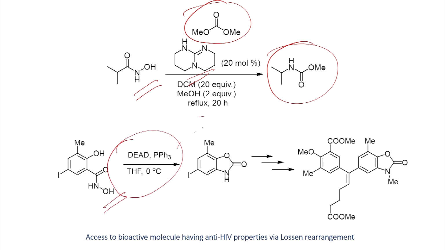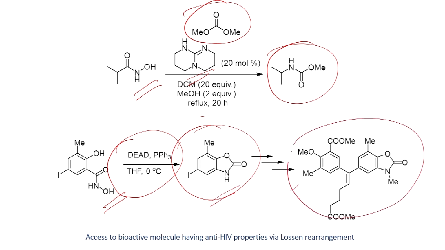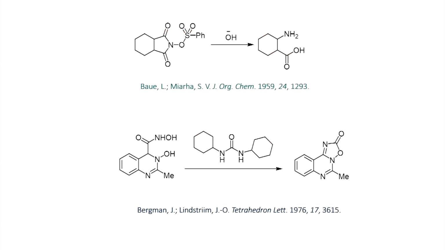So in the Mitsunobu reaction, you will be able to form this oxazolic derivative, which can be further converted into this complex molecule. Here is another example: once you have the hydroxylamine derivative, it can be further reacted with phenyl sulfonyl chloride, and you get this intermediate. Once you have this, when you react it with the base, you will be able to form this carboxylic acid.